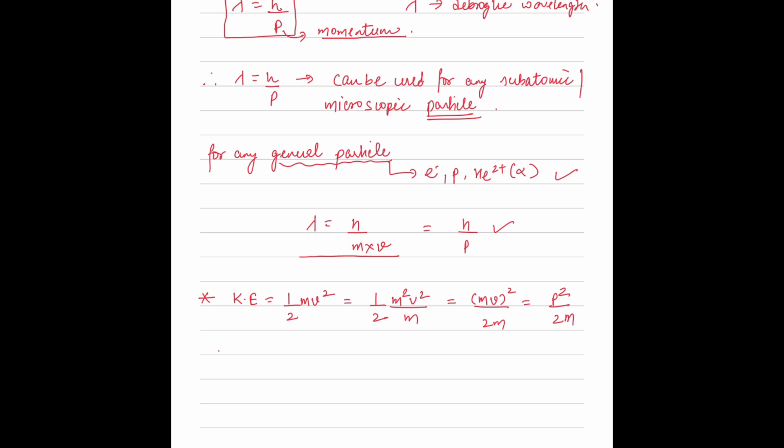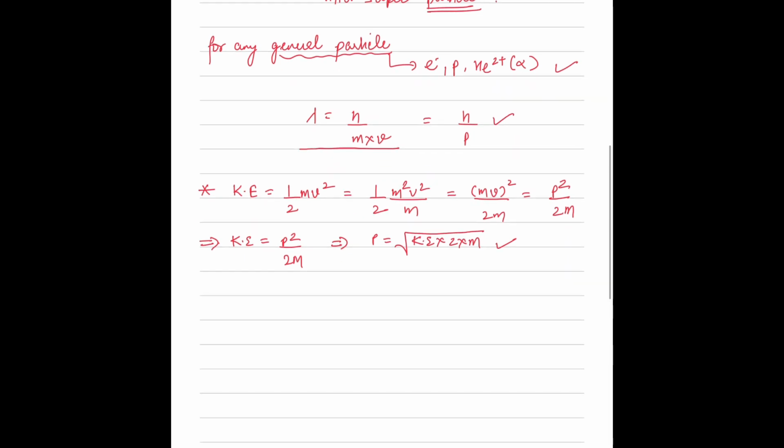So this thing we should remember, that kinetic energy can be derived from momentum by using this equation: kinetic energy is equal to p square by 2m, right? Now I can write p equal to the square root of 2 into mass into kinetic energy. This is how I can write the momentum, and we can use this directly in the de Broglie equation. So the de Broglie wavelength lambda is equal to h upon p, which is equal to h upon the square root of 2 into m into kinetic energy. This is another variation of the de Broglie equation.